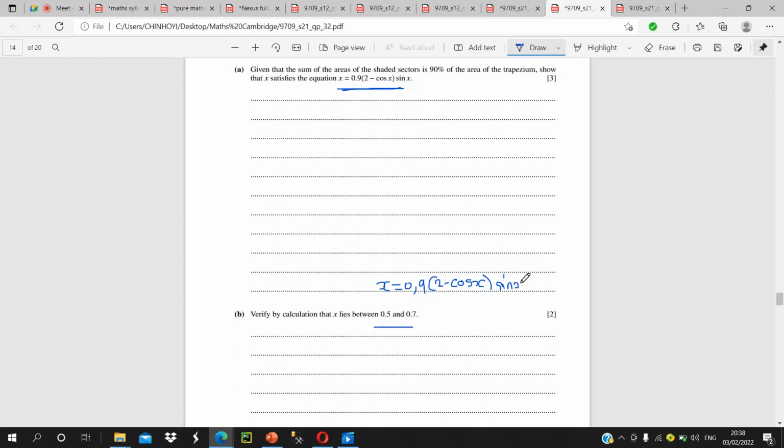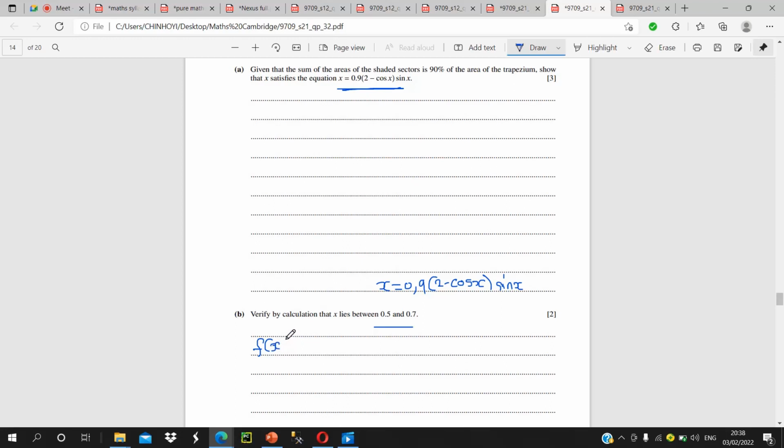They are saying verify by calculation that x lies between 0.5 and 0.7. So the first procedure is to make your function f(x) by taking everything to one side.